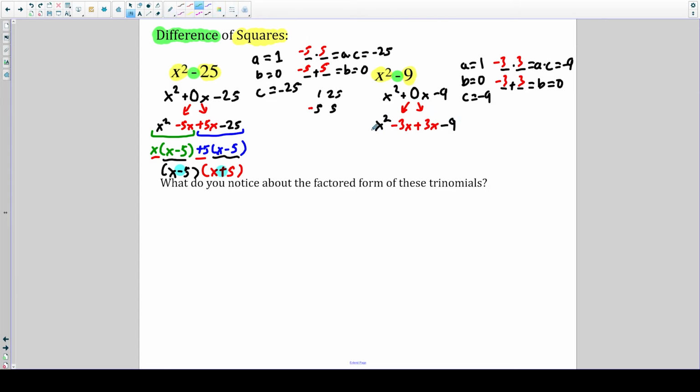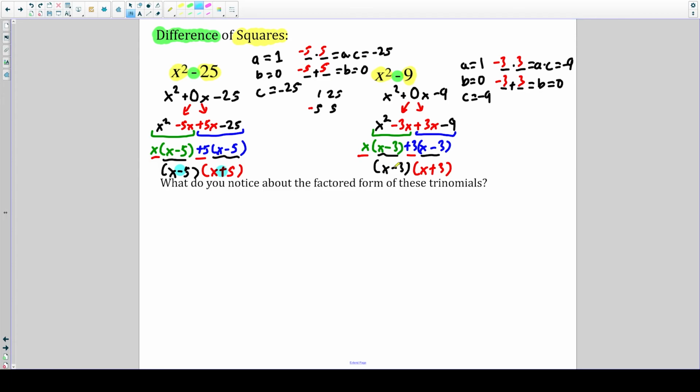We will break these down into pairs, factor out the GCF of both. So x is my GCF for the green pair, and 3 is my GCF of my blue pair. So we'll see that the x minus 3 comes to the front, and then x plus 3 is left as my second bracket, or second factor rather.